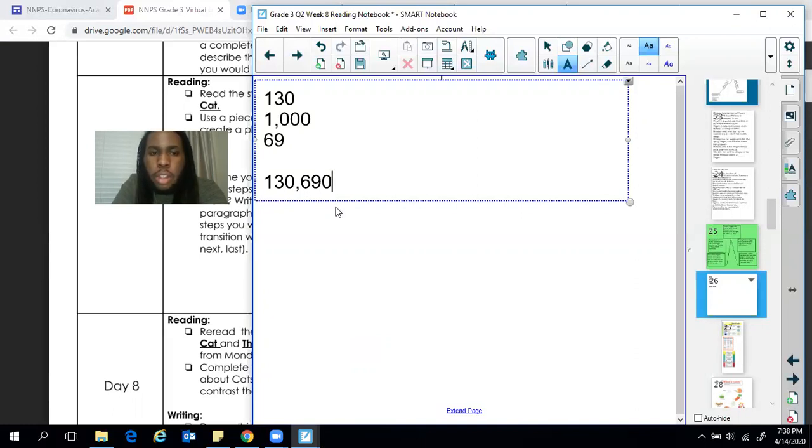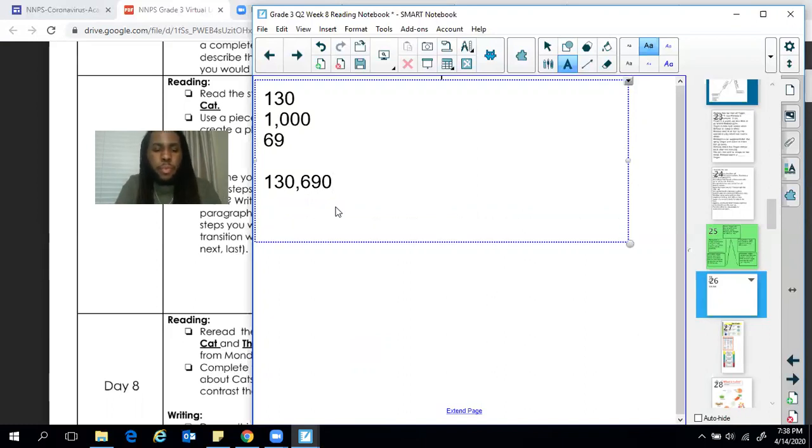130,069. So if I'm thinking about this one more time, I have 130,000. That part sounded right. 69. In this number, friends, 690, I have 6 hundreds, 9 tens, and 0 ones. But in 69, I should only have 9 ones and 6 tens. If I put the 0 there, I now have 6 hundreds and 9 tens. So that means that 0 is going to go somewhere else. Let me try to put it in between the 2 digits. Well, I'm not even going to say the number. I know it's not going to work because I still have 6 hundreds.